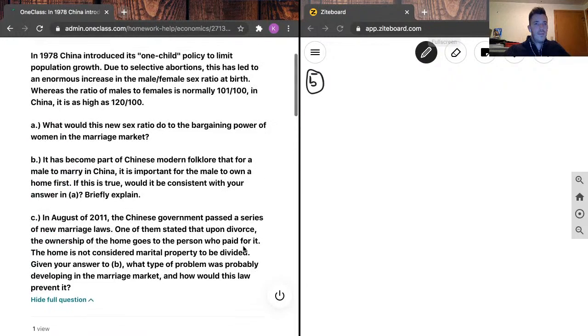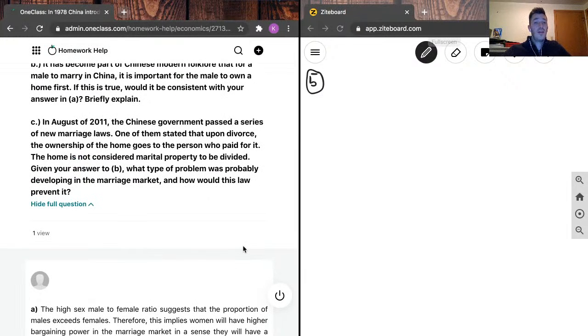Part C, in August of 2011, the Chinese government passed a series of new marriage laws. One of them stated that upon divorce, the ownership of the home goes to the person who paid for it. The home is not considered marital property to be divided. Given your answer to B, what type of problem was probably developing in the marriage market, and how would this law prevent it?